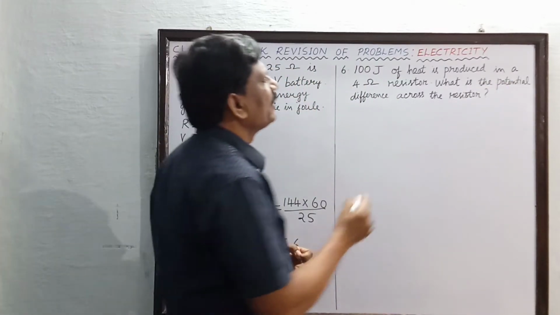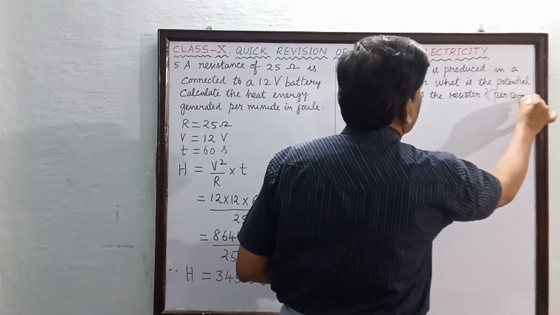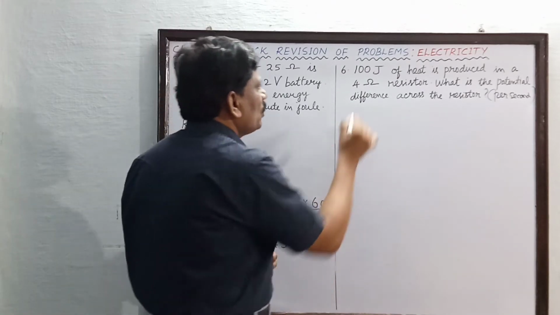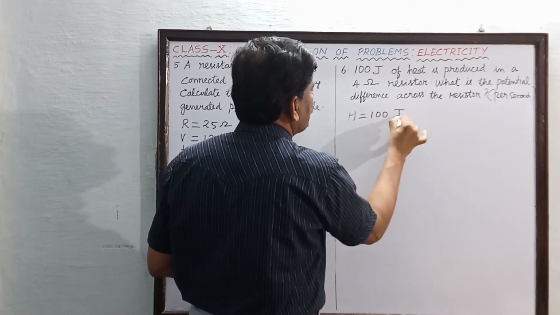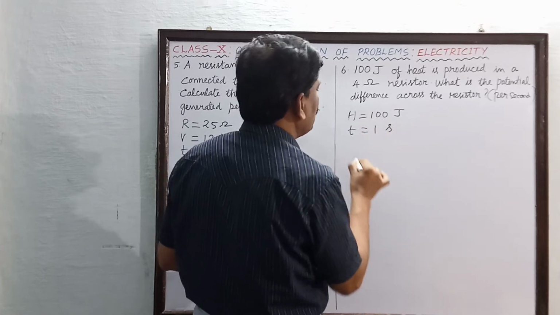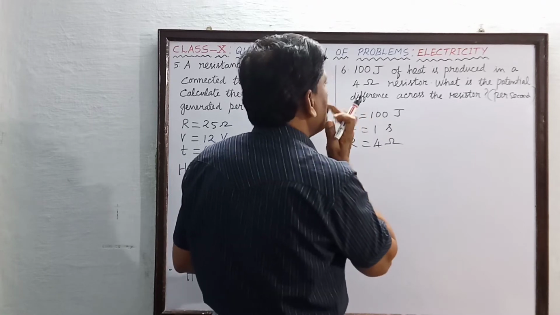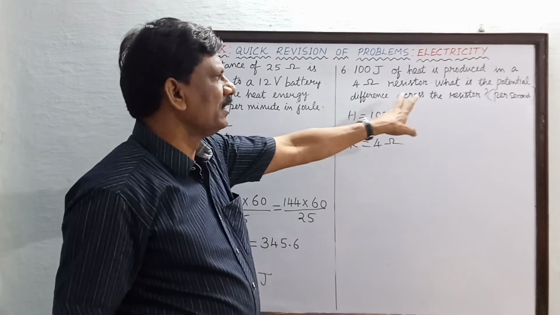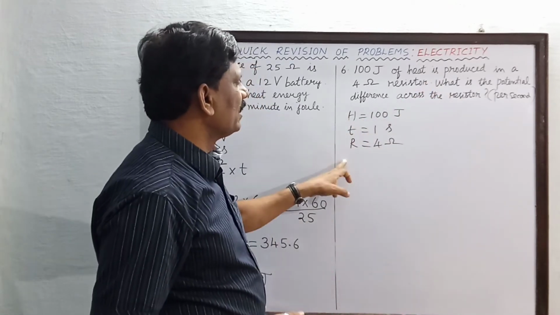Now this 100 joule of heat is produced in 1 second in a 4 ohm resistor. Actually I think here that time is not given. Okay, this is per second. We have to find out per second. That means the time is equal to 1 second. So here what are all the given quantities? H is equal to 100 joule is given. Understand that? And time is equal to 1 second and R is equal to 4 ohm. They have not given the time, I think it is a printing error. So these are the given quantities.